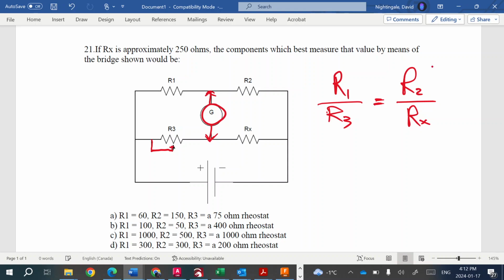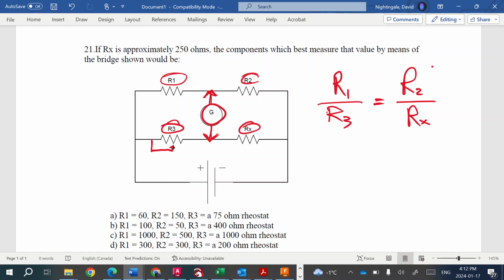And as you turn the knob, you're changing the resistance of R3. And as you change the knob, that's going to change the ratio, the relationship between R1 and R3. And it's going to work through different ratios. And as soon as you turn that knob and that ratio matches R2 and Rx, well, that's going to balance the galvanometer here, and there's going to be 0 volts there. So that's what we're trying to do.